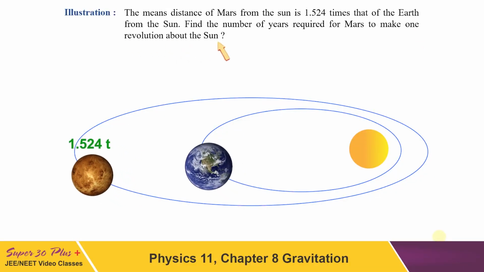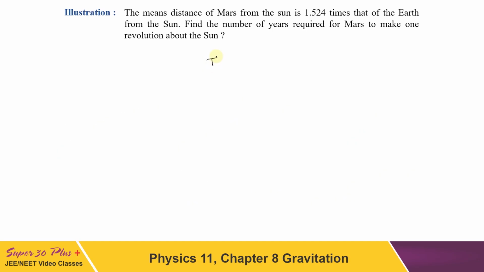Again we can apply the third law, that is T square is proportional to cube of R. So if we write it for Mars and the Earth, it can be written as T1 square upon T2 square, where T1 is the time period of Mars and T2 is the time period of Earth, that should be equal to R1 cube upon R2 cube, where R1 and R2 are distances of Mars and planet Earth from the Sun respectively.